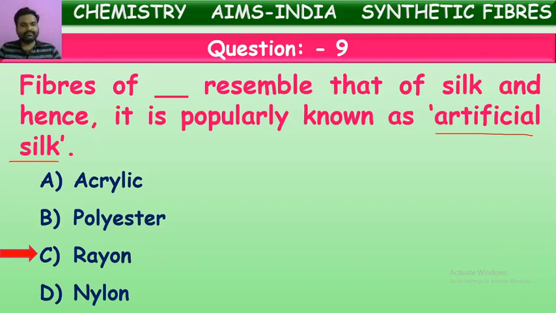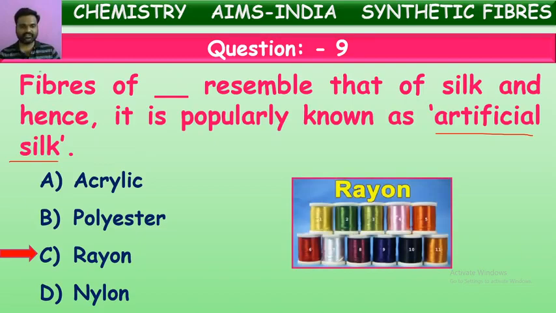From where is rayon prepared? Rayon is, of course, a synthetic fiber, but it is prepared from a natural source, that is wood pulp. Wood pulp is regenerated to form rayon fiber. This rayon fiber looks like silk, and it is as smooth as silk fiber, and it shines the same way. That is why it is called artificial silk. See here, the fibers of rayon are shining like silk fiber, but they are artificial, man-made. So this is called artificial silk. Good. Next one.